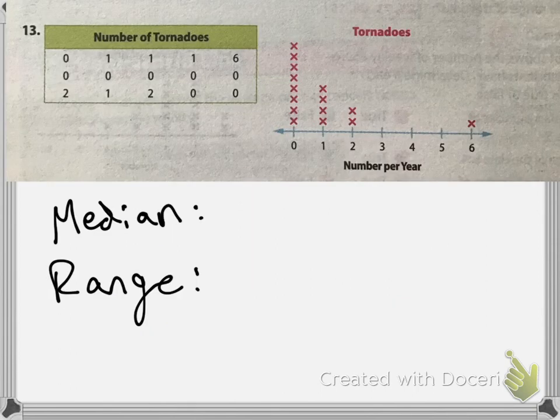So for this first one, we're going to be trying to find the median and the range. I'm going to give us some options. So first, our median could be 0, 2, or 3.